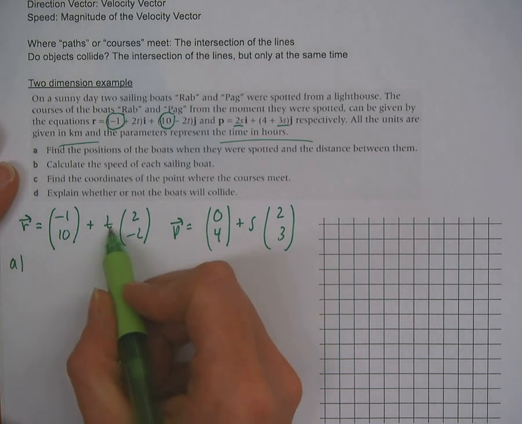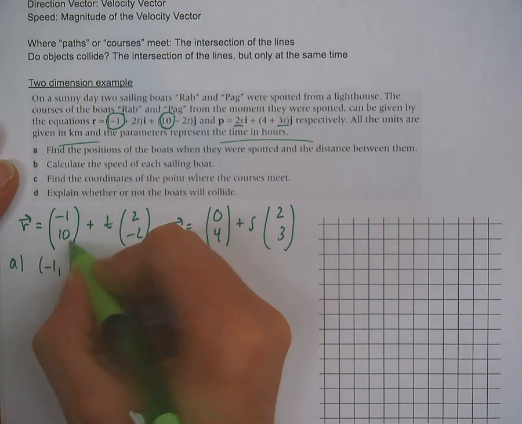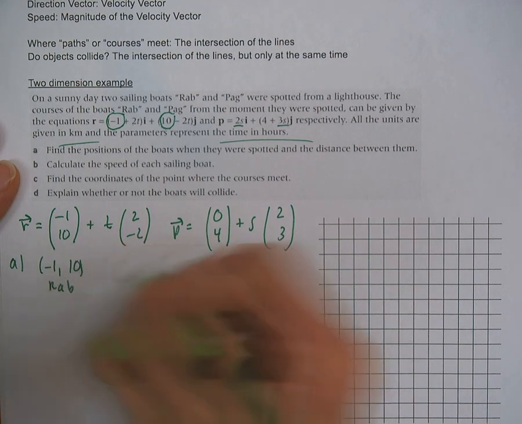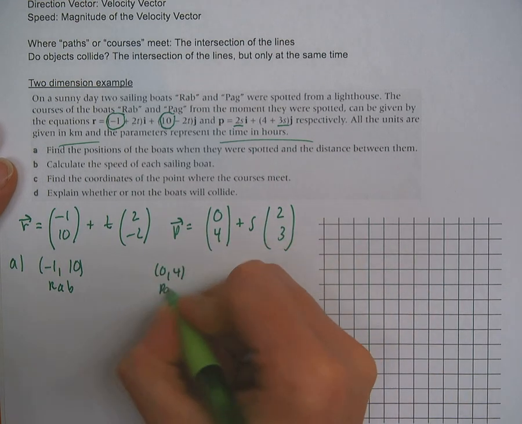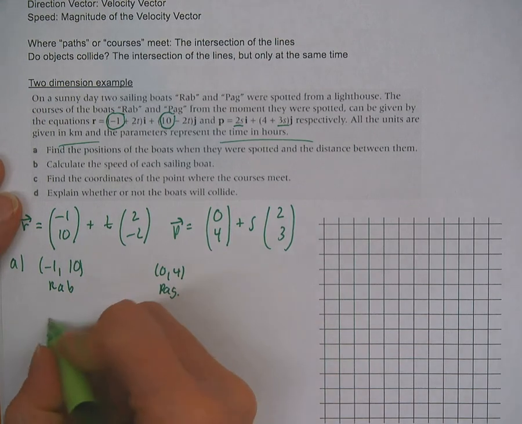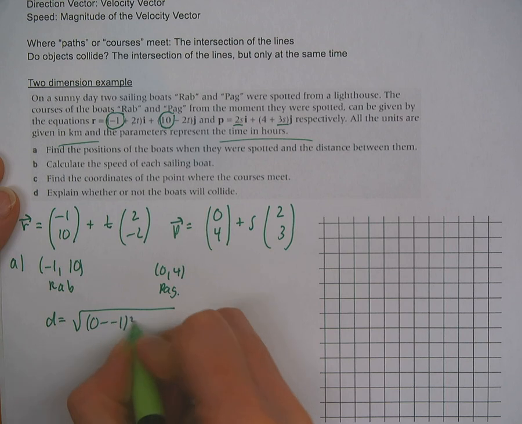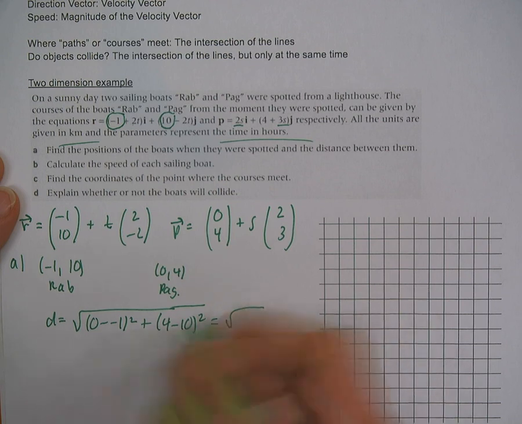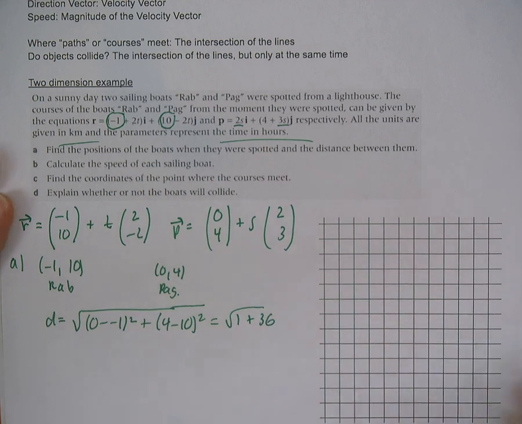So if I substitute in a 0 for t, I'm going to get that I'm at the point (-1, 10), right? -1 plus 0 is -1. That's where Rab is. If I substitute 0 in here, I'll get (0, 4). That's where Pag is. And now I want the distance, so I can just use the distance formula. I subtract my x components, square them, subtract my y components, square them. So I'm going to get 1 plus 6 squared, so 36. So root 37 kilometers.